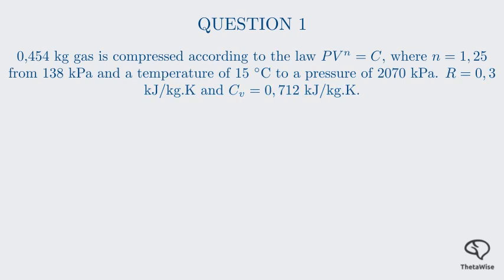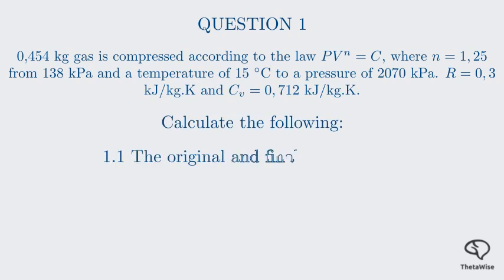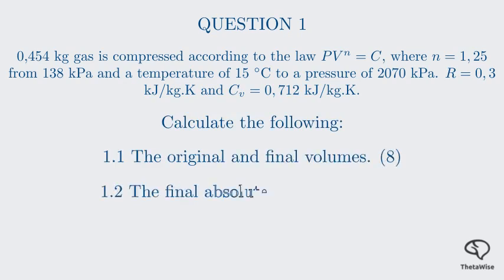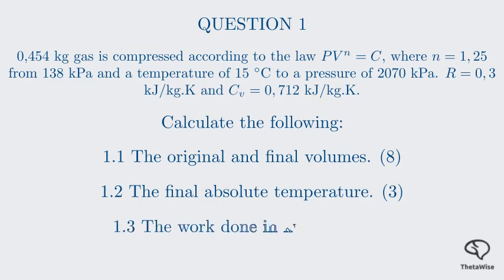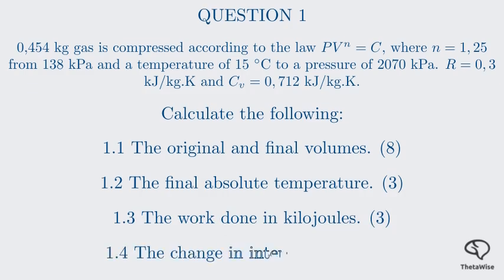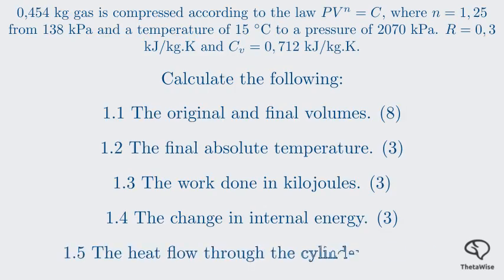It continues with a set of calculations we need to perform. Calculate the following. 1.1 the original and final volumes. 1.2 the final absolute temperature. 1.3 the work done in kilojoules. 1.4 the change in internal energy. 1.5 the heat flow through the cylinder walls.